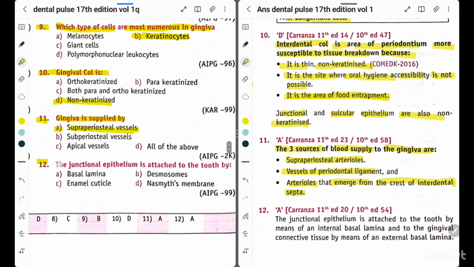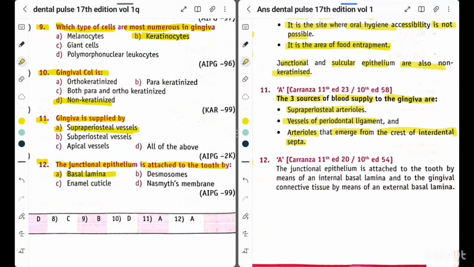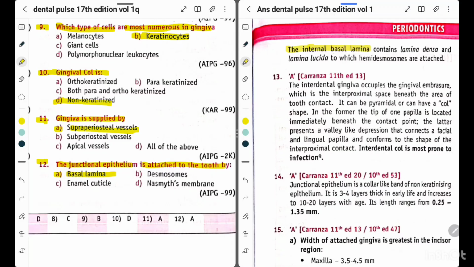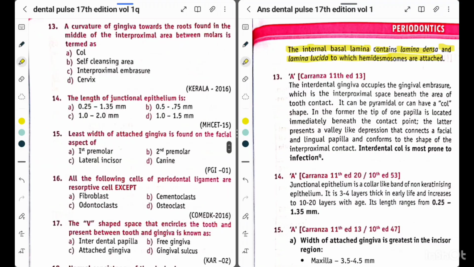Now question 12. The junctional epithelium is attached to the tooth by, so its answer is option A, basal lamina. Explanation: the junctional epithelium is attached to the tooth by means of the internal basal lamina and to the gingival connective tissue by means of the external basal lamina. The internal basal lamina contains lamina densa and lamina lucida, to which hemidesmosomes are attached.